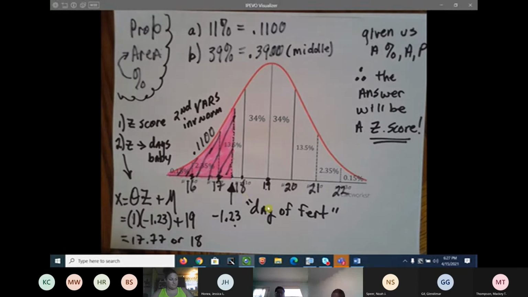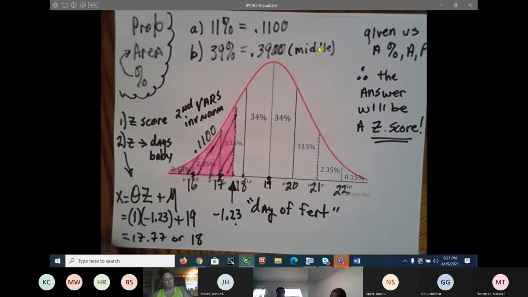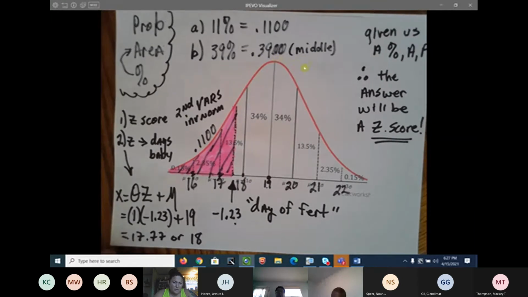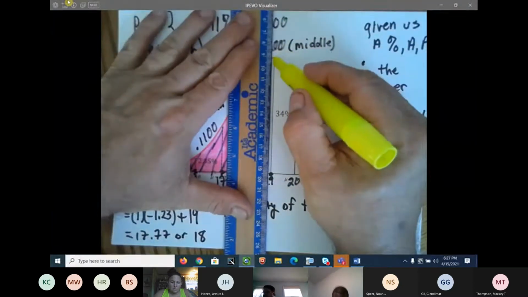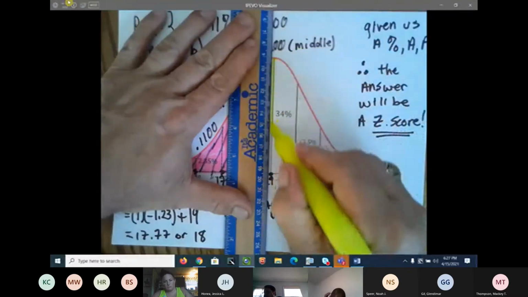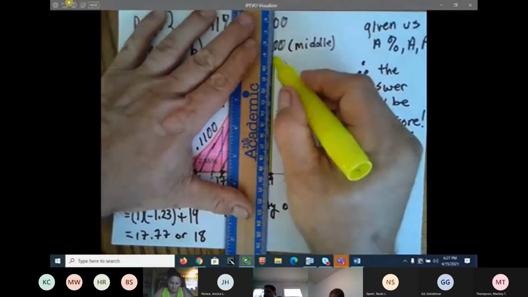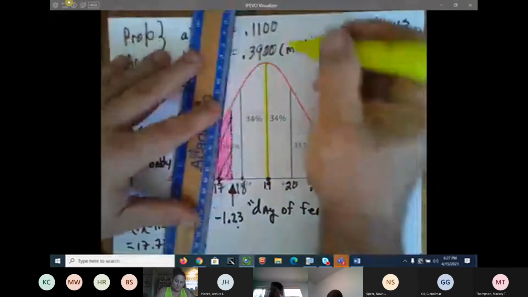Okay, now I want you to look at this one right here. Why do I have the word middle beside 0.3900? Because you have to put that 0.3900 in the middle. Middle is this line right here, right? Does everybody agree that the middle of this curve is this line right here? Does everybody agree with that? Yes. Okay, because in a minute, I don't want you saying, well, why did you pick that line? Well, I just said, it's the middle.